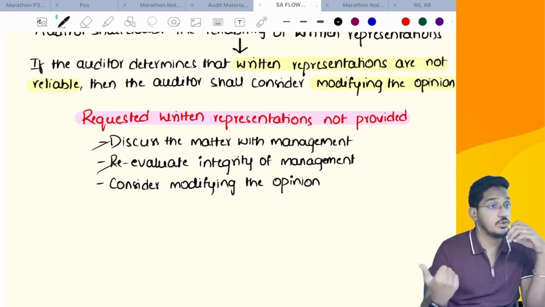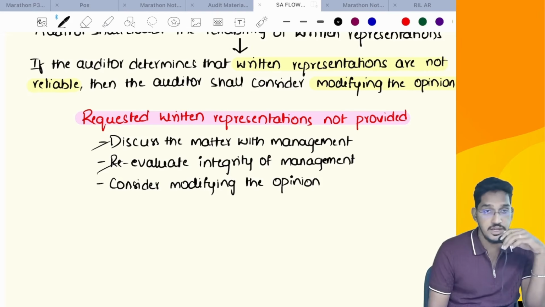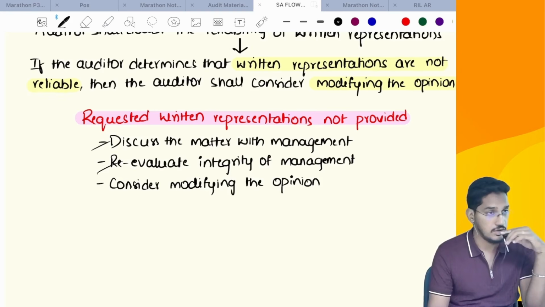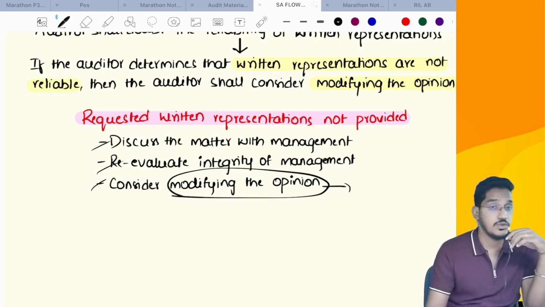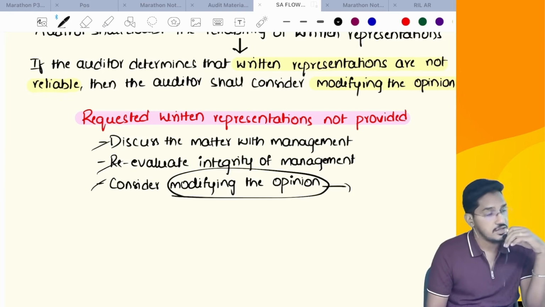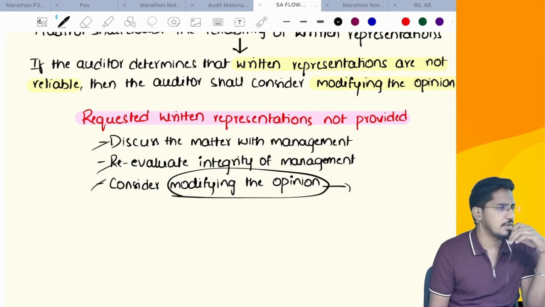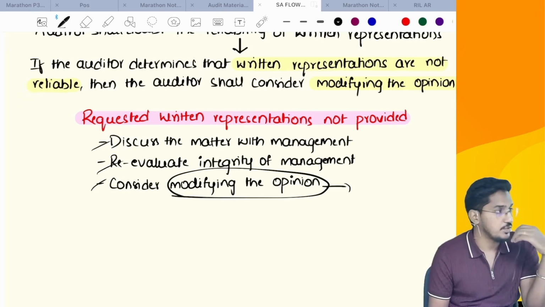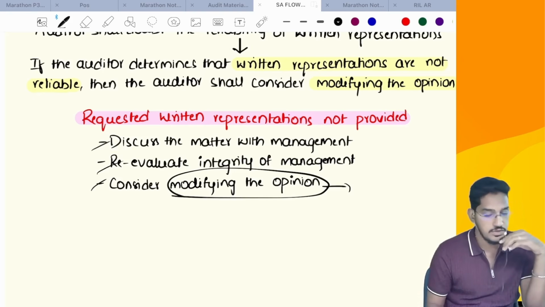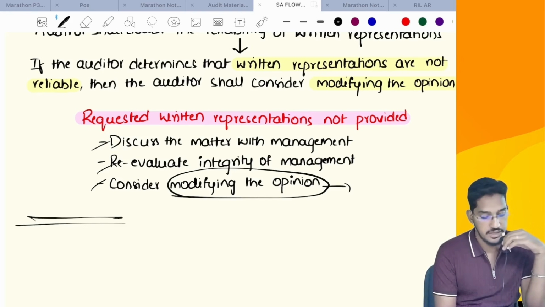Once again, now you got to know the true nature of the management. Earlier, when you initially did the risk assessment, you thought management was honest, but now you have realized that management is not honest. Here also you need to consider modifying the opinion. Here also you can go to the extreme and give a disclaimer of opinion. Why? Because management themselves are not honest. To what extent can I rely on whatever information they have provided to me till now? Understood? Comfortable, everyone? So this is regarding SA 580.